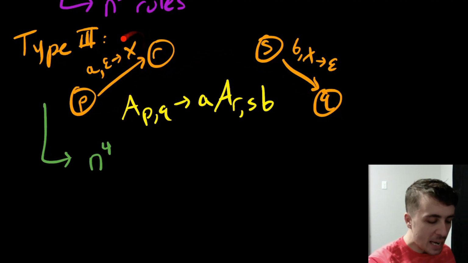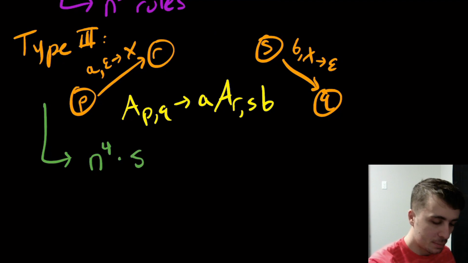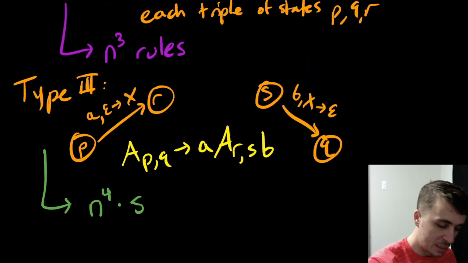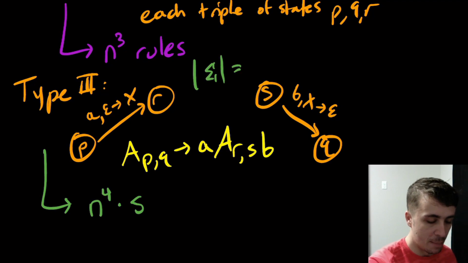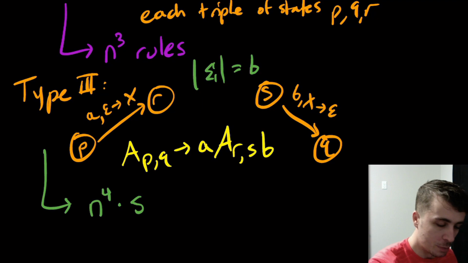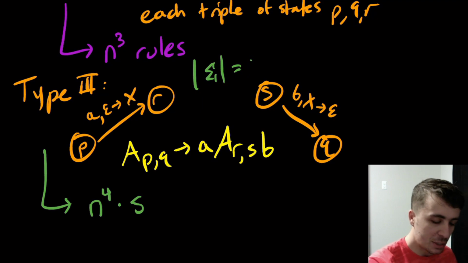And it could be any of the stack characters. Because they have to match on both sides, this will be times s, and then the number of input symbols. So let's say that the size of the input alphabet here is B. Actually, I shouldn't use B because I've already used it. Let's call it Z.